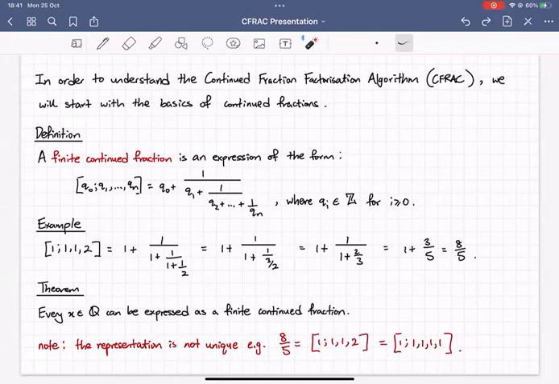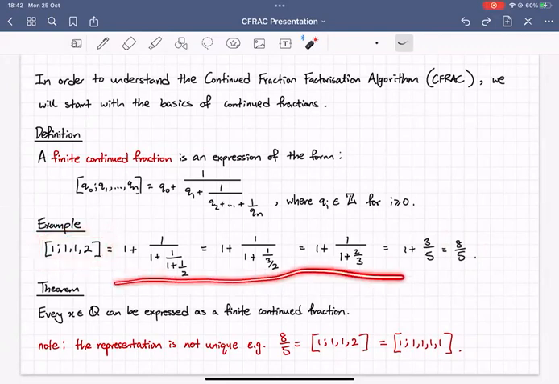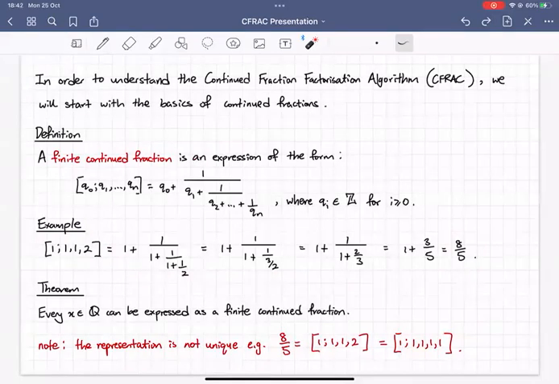If someone were to tell you to write 8/5 as a continued fraction, you apply the Euclidean algorithm to 8 and 5 and basically work backwards and arrive at this. Alternatively, someone can give you this finite continued fraction and tell you to expand it. You can just proceed like this and end up with 8/5. And so this is a nice way to express rational numbers.